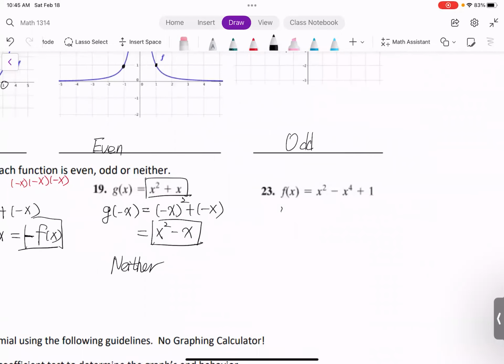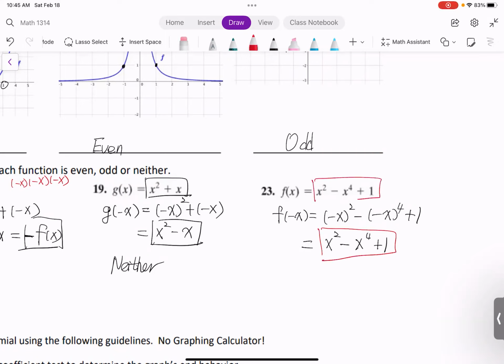Next one, let's put input negative x. So negative x squared minus negative x to the fourth plus 1. Then negative x squared, that's positive x squared, minus negative x to the fourth plus 1. Are they the same? Even my handwriting and the printed font look different, but they are the same thing. That means this is the even function. We put even here.